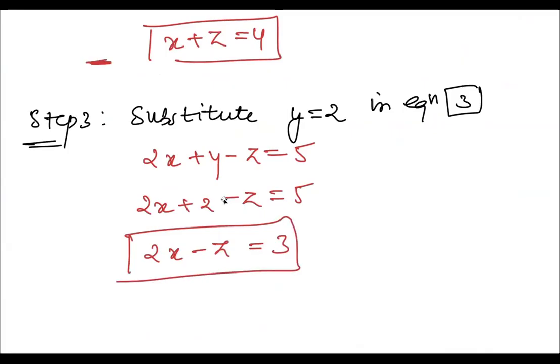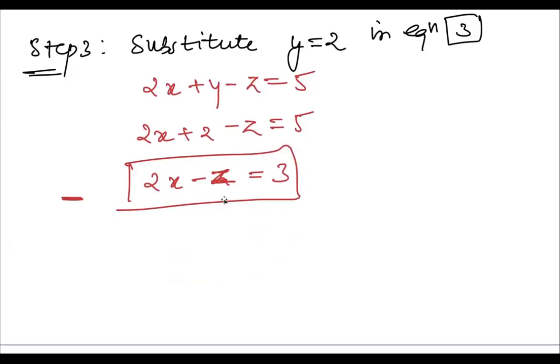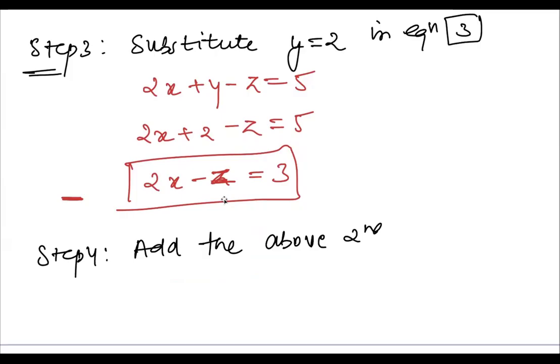Now, what we have to do is look at these two equations. Tell me, what can I do? If you see these two equations, can I add them? Because we have minus z here, and we have plus z here. So step 4 is to add the above two equations.